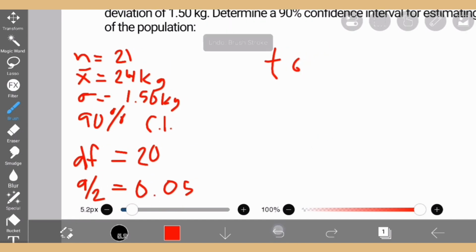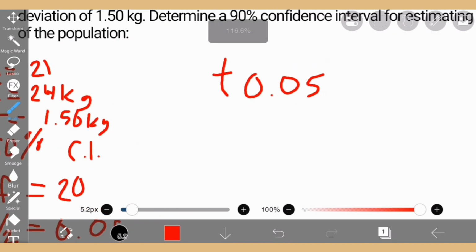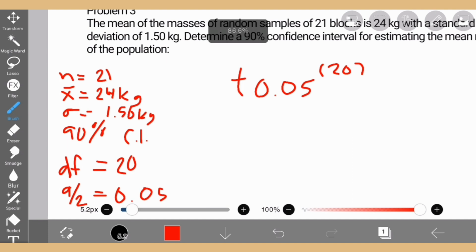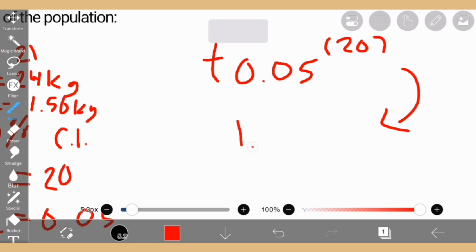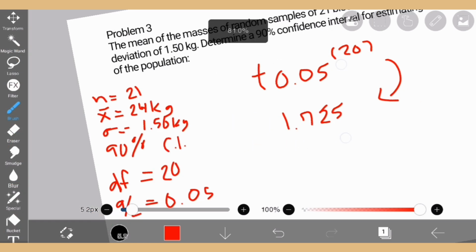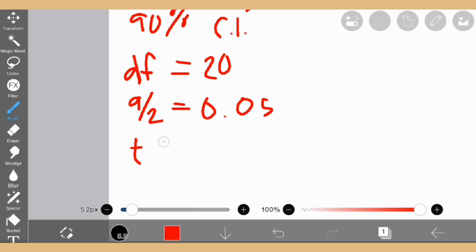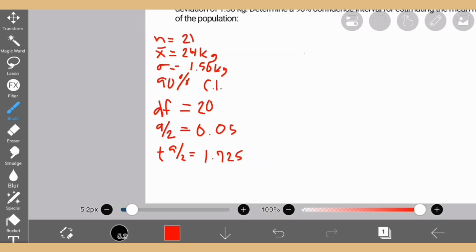So now we have here our critical value, which is t 0.05. So you're gonna want to pull up your t distribution table, and this should be equal to 1.725. We're gonna write here t alpha over 2 is equal to 1.725. We finally have all of the values we're gonna need for solving our interval estimate.